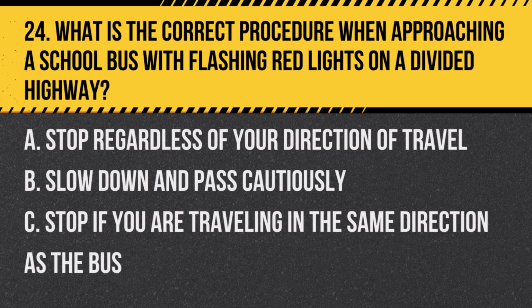Question 24. What is the correct procedure when approaching a school bus with flashing red lights on a divided highway? A. Stop regardless of your direction of travel. B. Slow down and pass cautiously. C. Stop if you are traveling in the same direction as the bus. Answer. C. Stop if you are traveling in the same direction as the bus. On a divided highway, only traffic following the bus must stop.